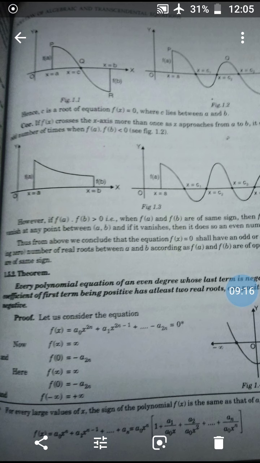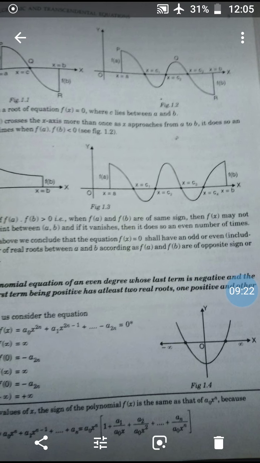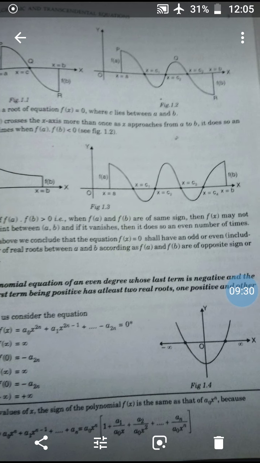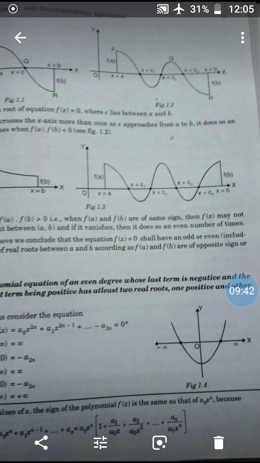Corollary: if f x crosses the x-axis more than once as x goes from a to b, it does so an odd number of times when f of a into f of b is negative. When f of a into f of b is negative, if f x crosses the x-axis more than once, it will do so an odd number of times, because f of a into f of b is negative.